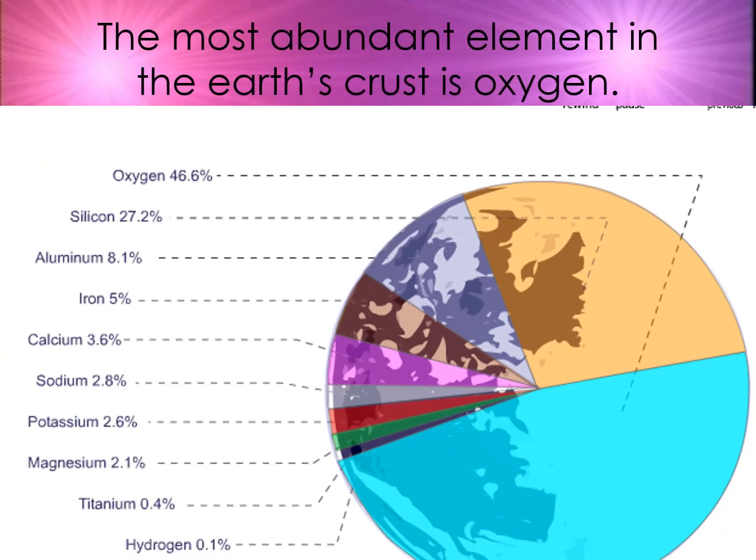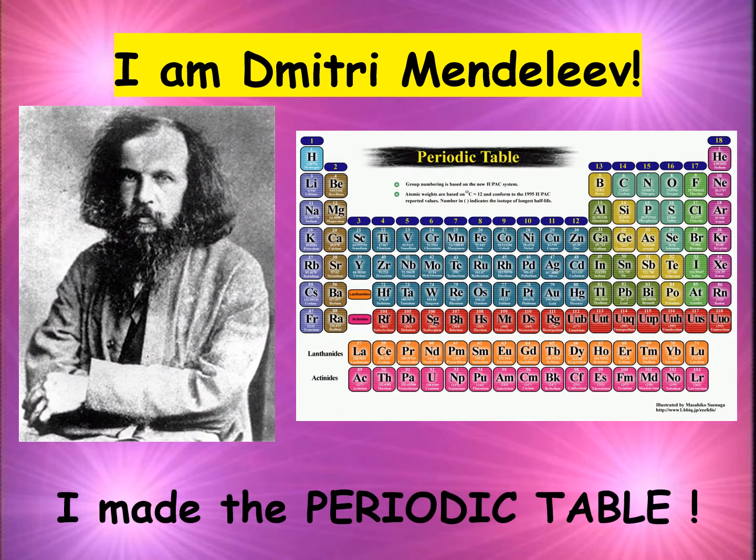The most abundant element in the Earth's crust is oxygen, followed by silicon, next is aluminum, next is iron, next is calcium, sodium, potassium, magnesium, titanium, and hydrogen. Mendeleev made the periodic table. He formed this table for us to learn and for us to see how it looks.